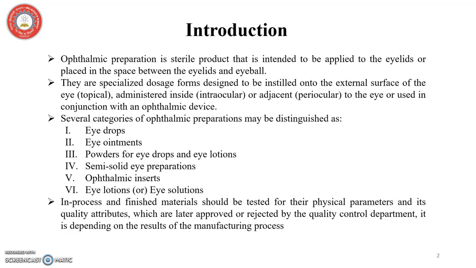So basically in-process quality control and finished product control: the materials used in the preparation of eye drops have some physicochemical characteristics, so we need to check whether the materials are suitable for the preparation of eye drops or not, and also we have to check the container closure integrity test for the eye drops.